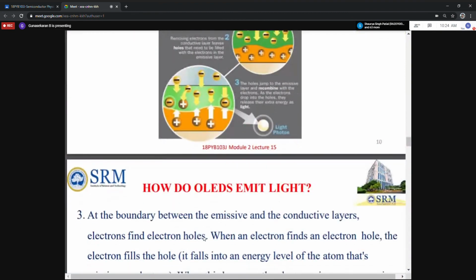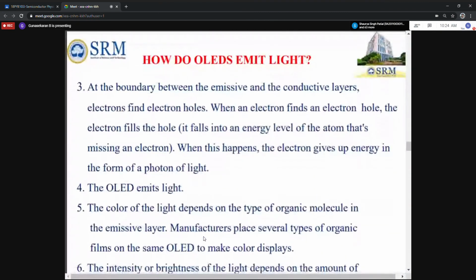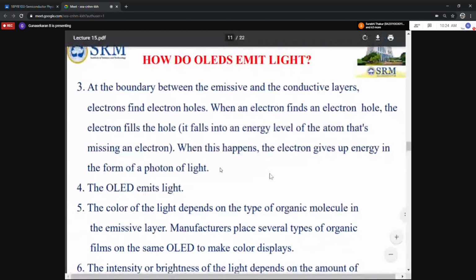See here, at the boundary between the MC and conductive layers, the electron finds electron holes. When the electron finds the hole, the recombination takes place here. See, the electron fills the holes, and what happens due to this? The electron gives up the energy in the form of a photon of light.